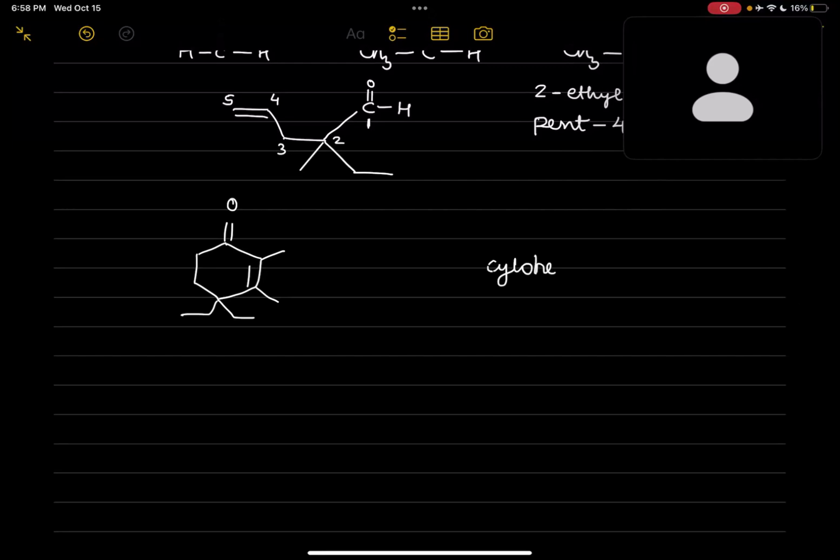Cyclohex, numbering 1, 2, 3, 4, 5, 6. Here there is no problem of the carbon atom sitting outside. It is part of the ring, so we don't have the problem we faced earlier. Cyclohex-2-en-1-one. Got it?